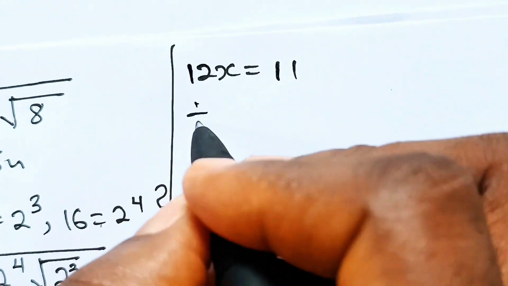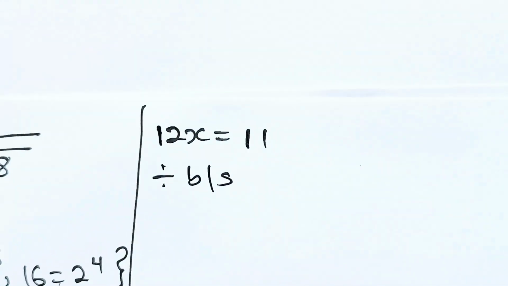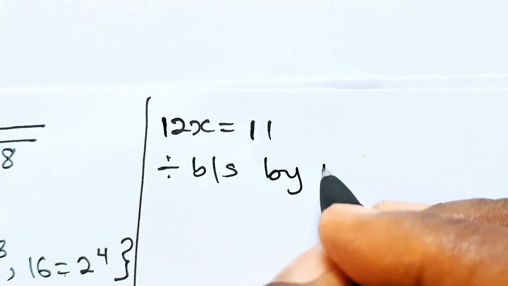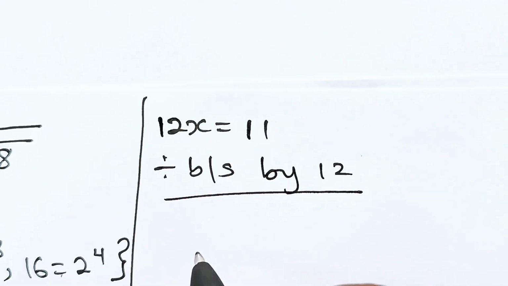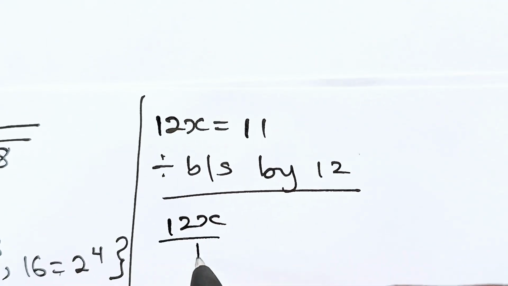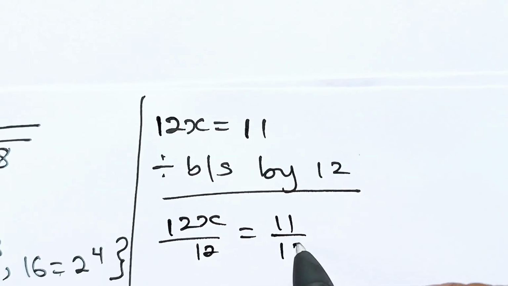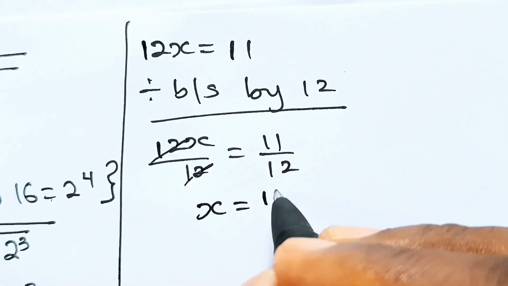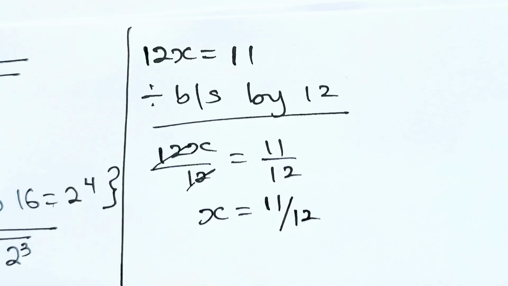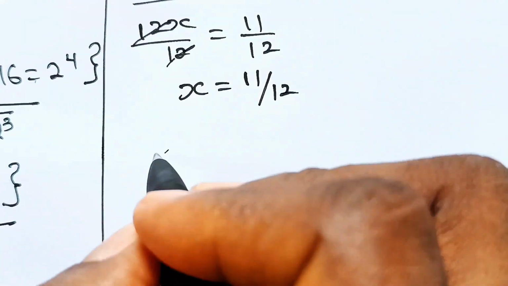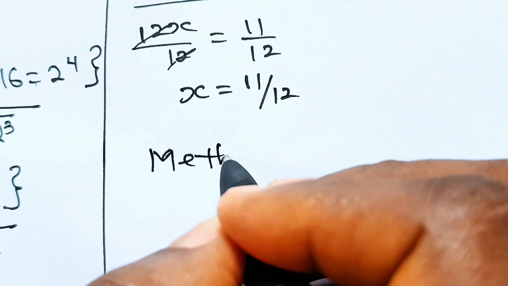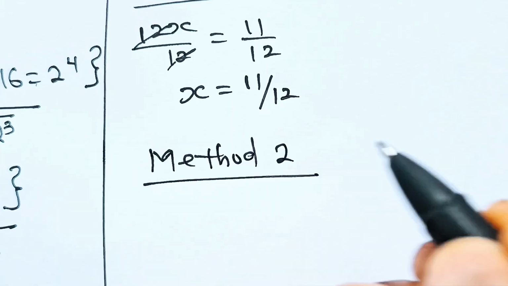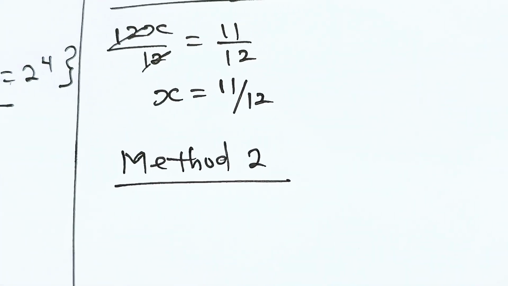Now let's divide both sides by 12. So we are going to have 12x over 12 is equal to 11 over 12. Now this will remove this and you can see that x is equal to 11 over 12. Now the method 2, that is the fastest and the most interesting.